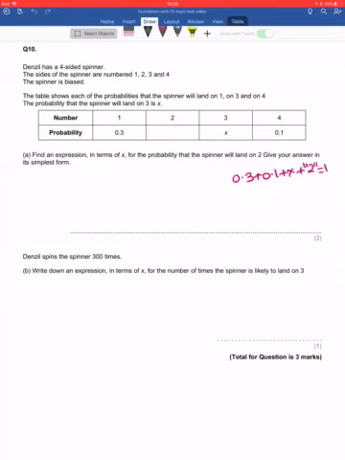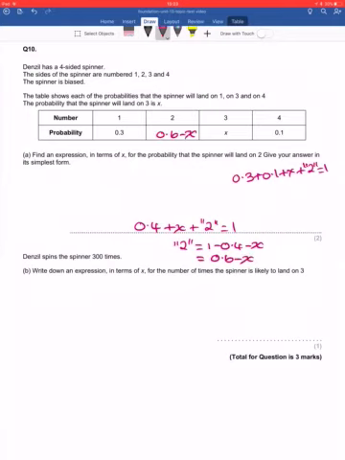Right. Find an expression for the probability that the spinner will land on 2. So we did that. I think I lost a little bit of it, so we'll go back to it. I'd got 0.4 plus x plus 2 equals 1. Taking it to the other side, whatever 2 was is 1 minus 0.4 minus x, which is 0.6 minus x. So let's put that there: 0.6 minus x.